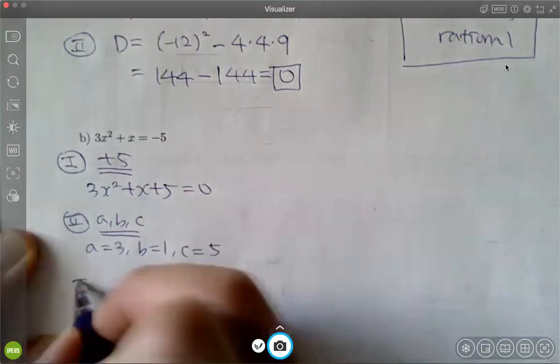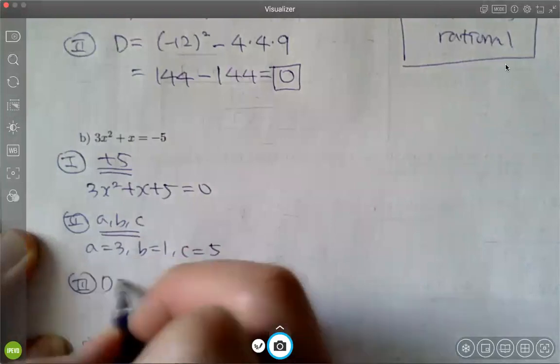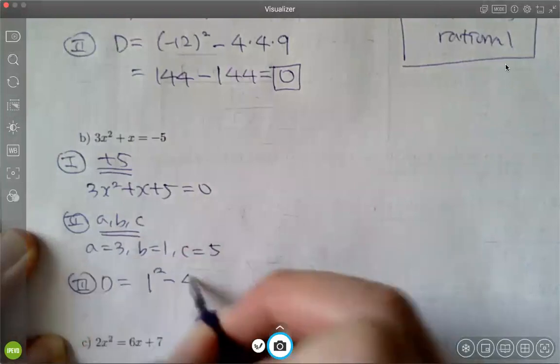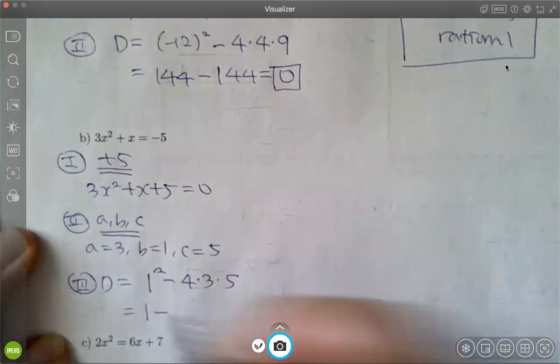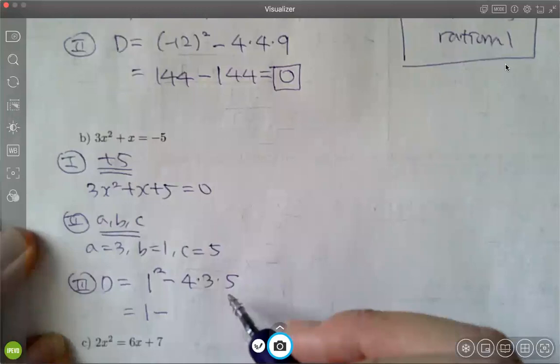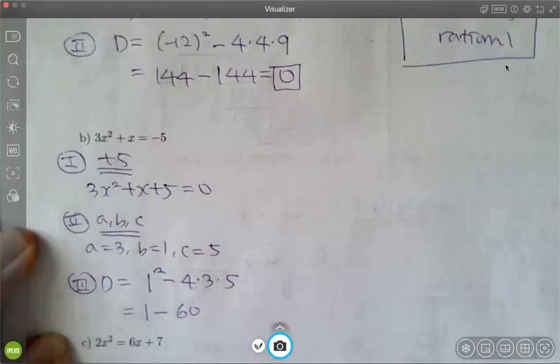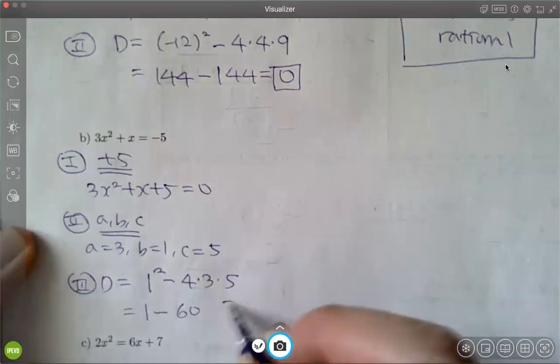So the discriminant is equal to B squared minus 4AC. Okay, so now 1 squared is 1. And then 4 times 3 times 5 is what? 12 and 60? Is that right? Okay. So 1 minus 60 is what? Negative 59, right?